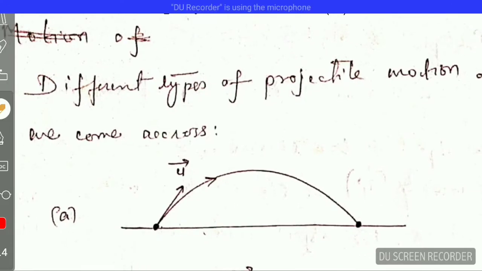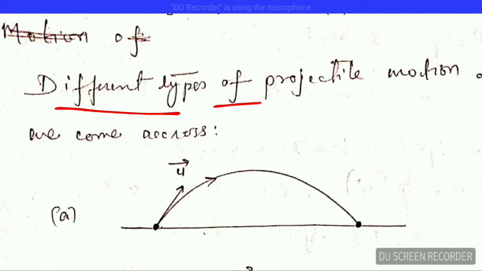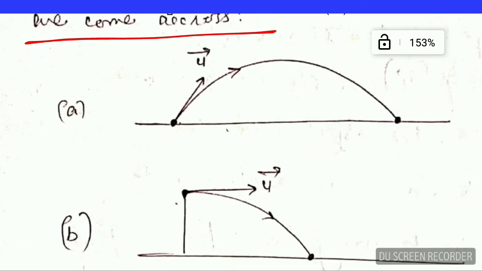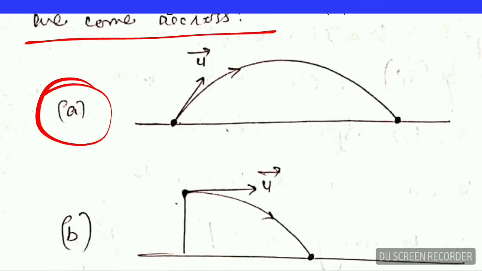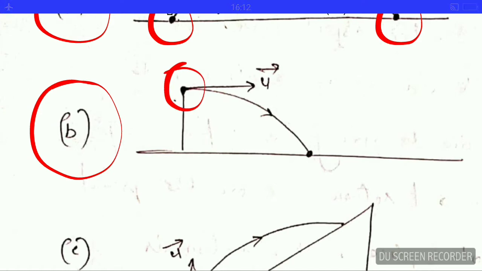Now as we already know what projectile motion is, let's describe the different types of projectile motion that we come across in our daily life. So the first type of projectile motion is this one. Here you stand on the ground on a plane surface, you throw an object, and after traveling, it again falls on the ground at some other position. The other type of projectile motion is that you might throw an object from the top of any building. In that case it will travel like this and will fall at some other point.